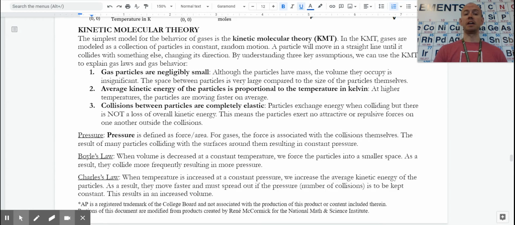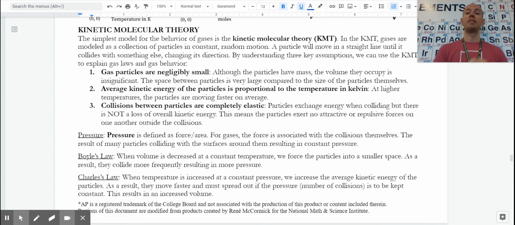We can explain and understand Boyle's law by thinking about the particles in a smaller space. A smaller volume at the same temperature and speed would result in more collisions, raising the pressure, and vice versa. With Charles' law, at constant pressure, if the particles are moving faster, they would need to spread out. If they were not able to do that, the pressure and the number of collisions would go up.